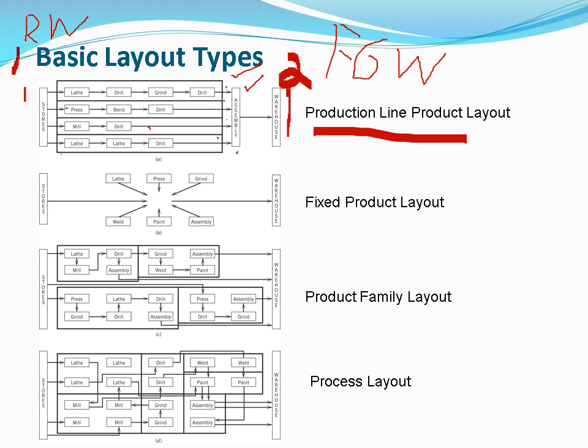Let's talk about the fixed product layout. Here, what is endearing is there is a common point where all the different processes are joined together in a single area. And this is the final assembly and it goes to the finished goods warehouse. Again, this is the raw material warehouse.